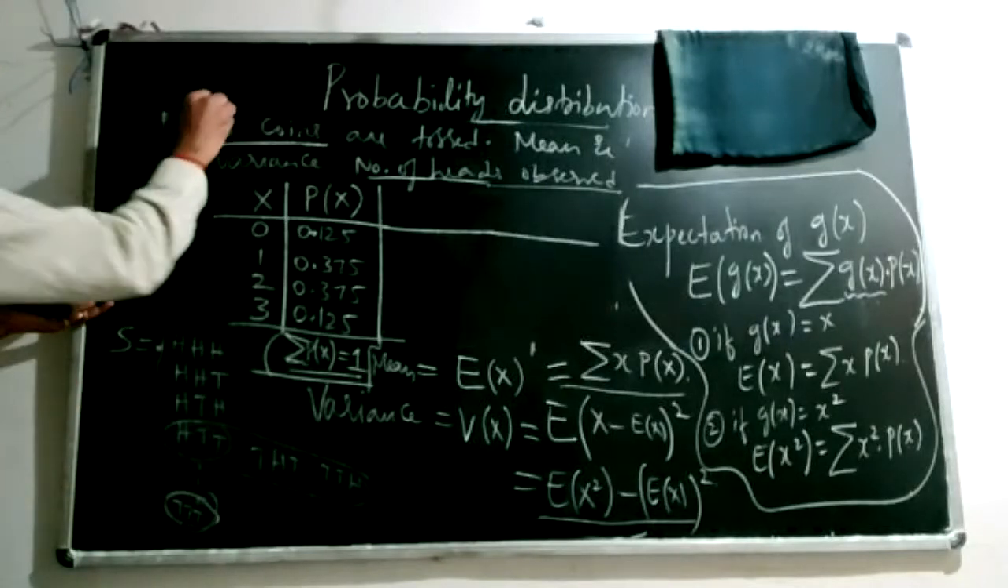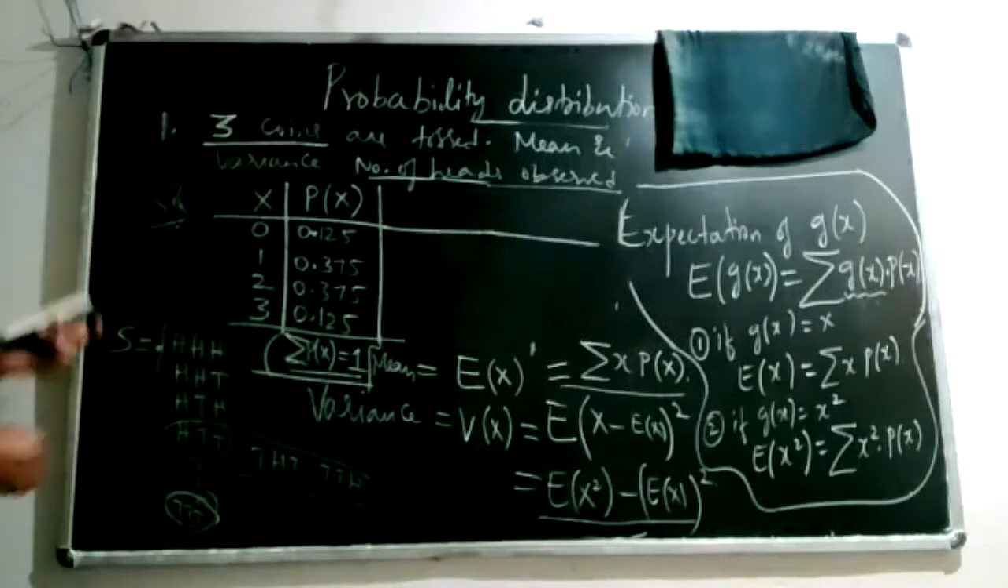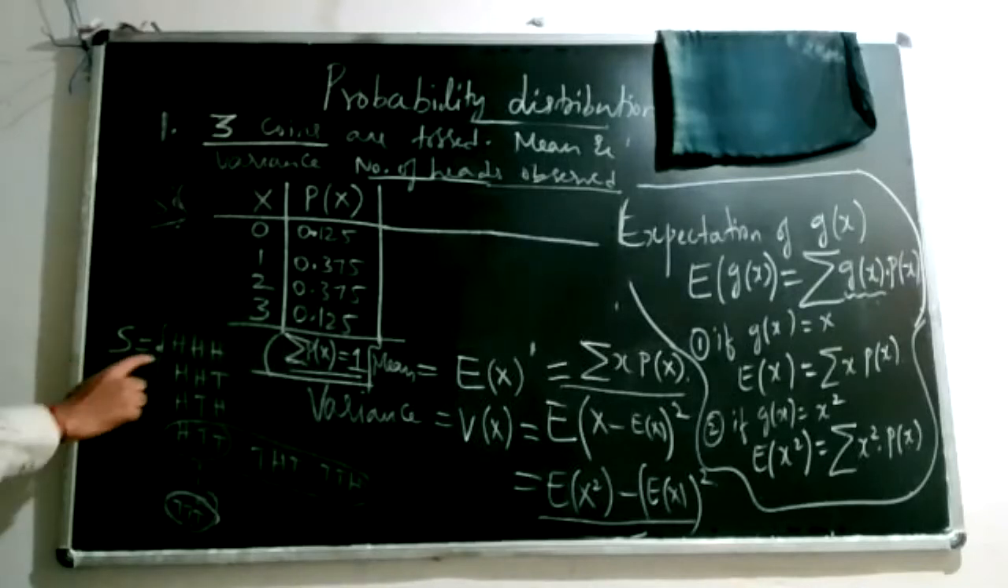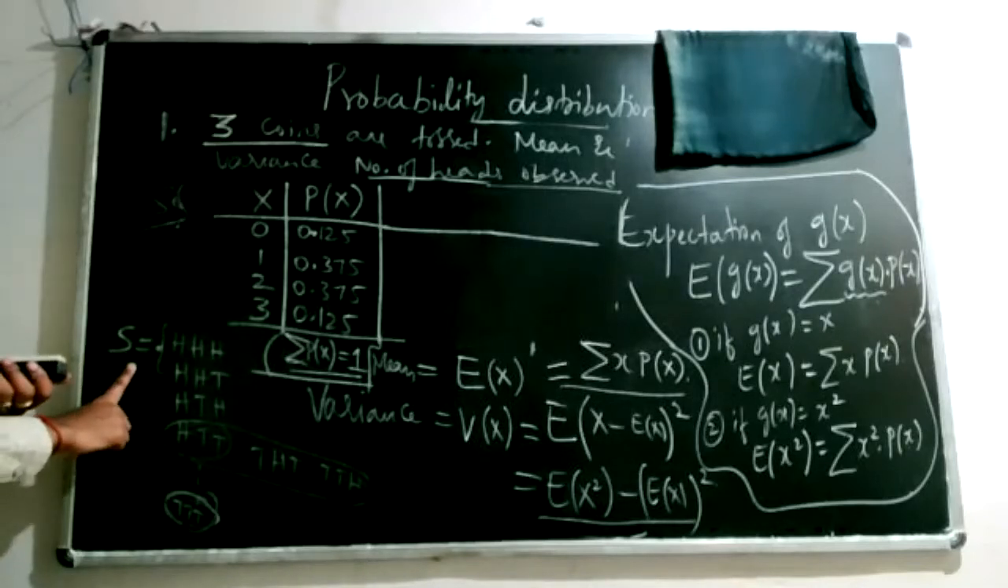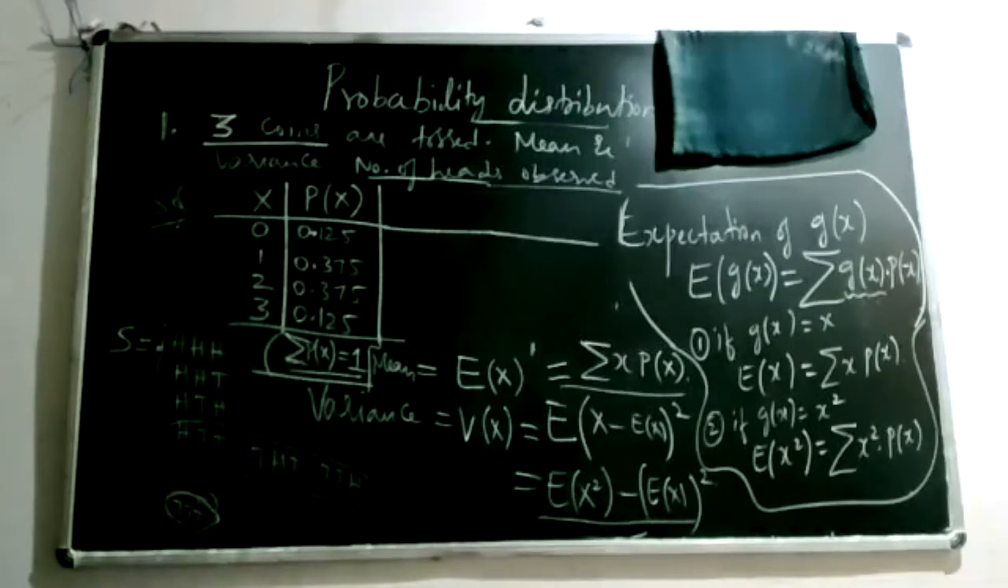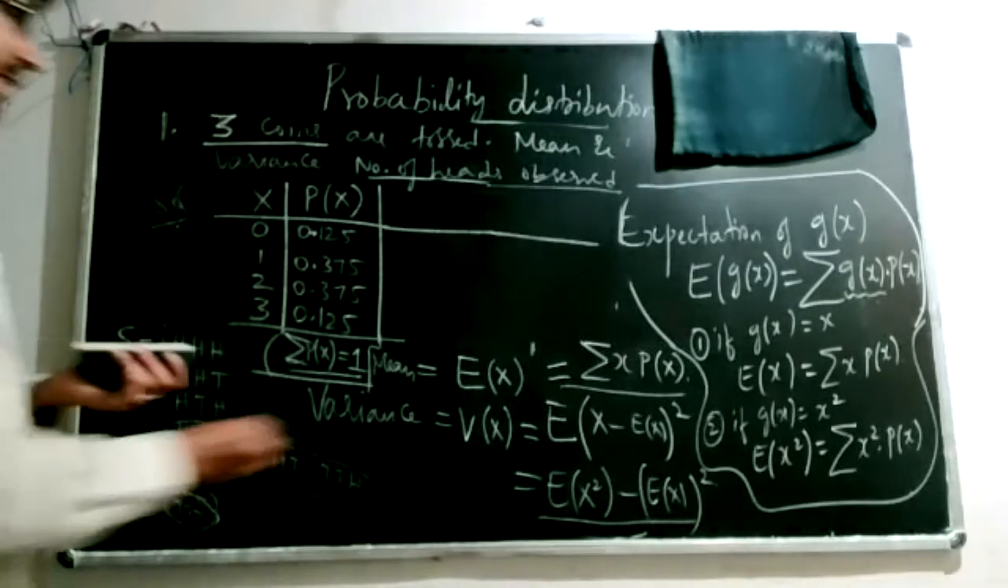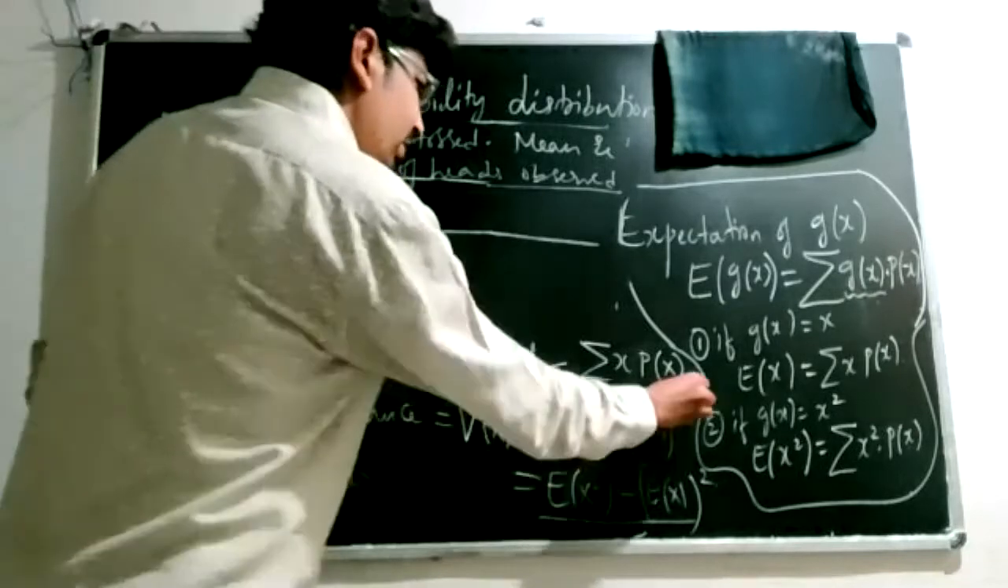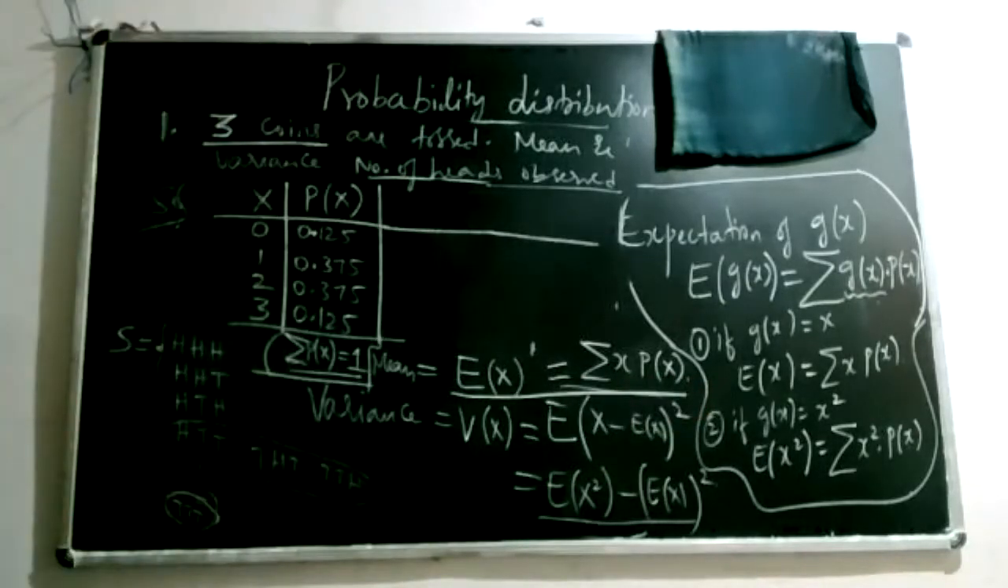Obtain the mean and variance of number of heads. So we have to look at 3 coins tossed once. Yes. Okay, sir. So we got the probabilities. Now, if I look at the definition of mean, E of x is equal to sigma x into px.